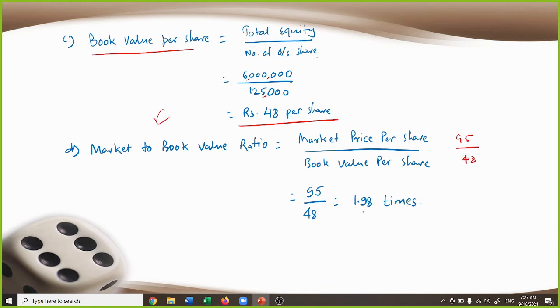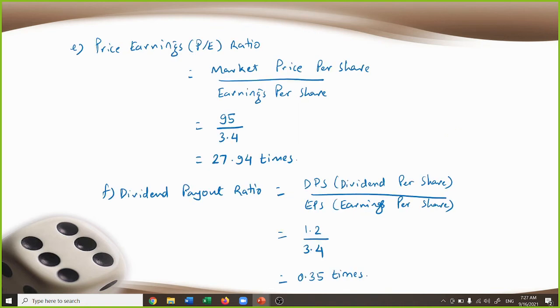Market price per share is 95. It is 95 divided by book value per share, rupees 48. So it has no unit, so we write it in terms of times. That's 1.98 times. The market to book value ratio is unitless, because the rupee or dollar figures in market price and book value per share both disappear, so there is no unit.